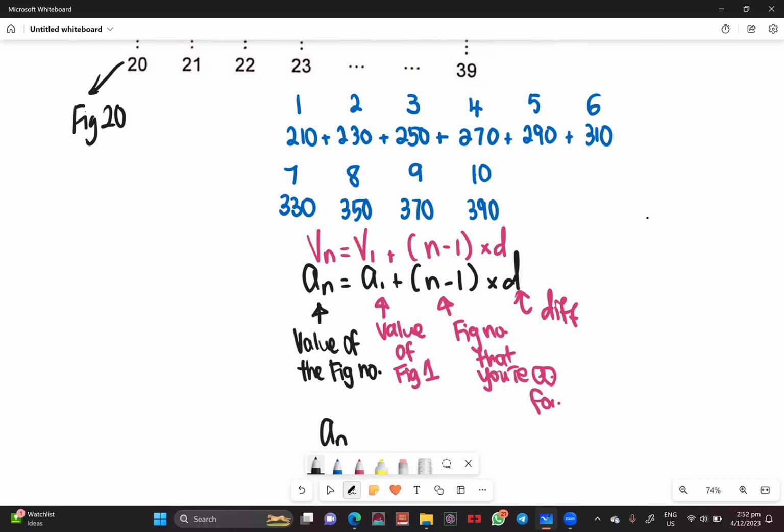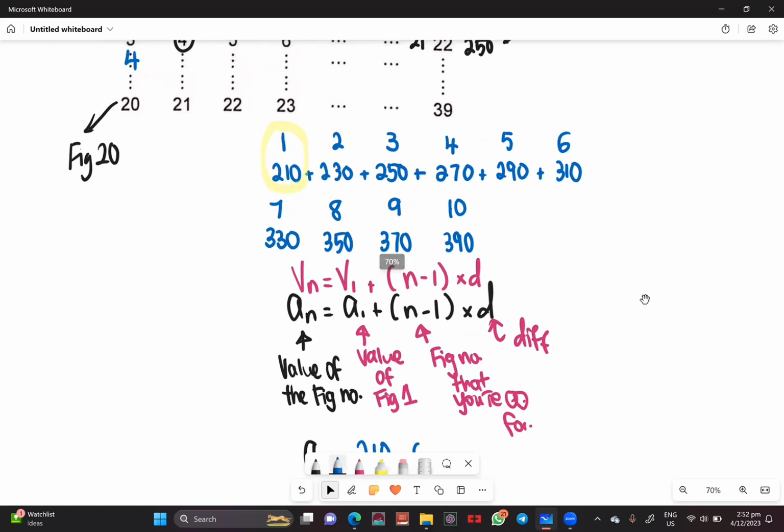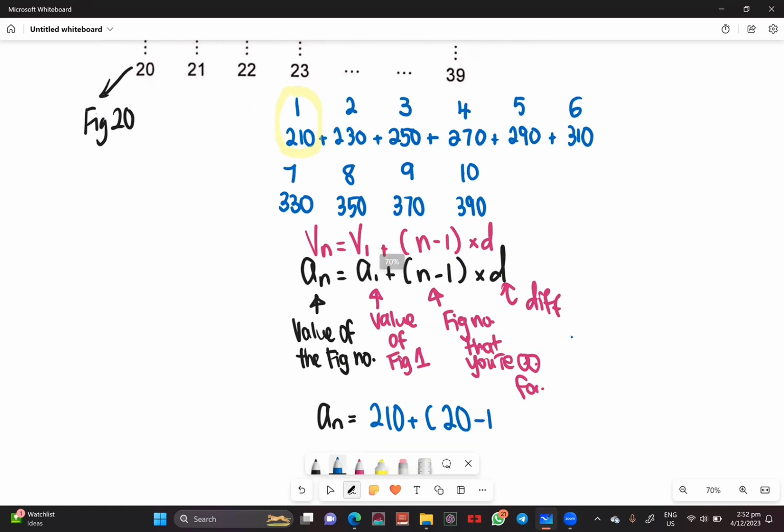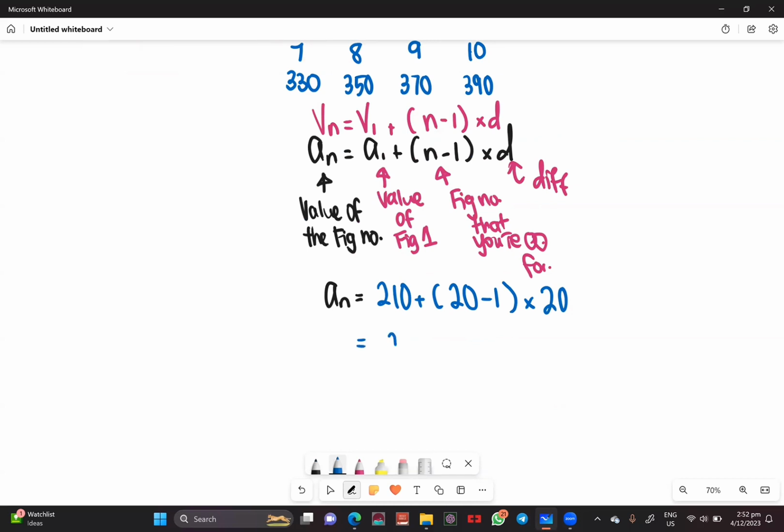So an equals the value of figure number 1. Where is figure number 1? Figure number 1 is the one over here, which is 210, plus bracket, what's n? n is the figure that you're looking for. You're looking for figure number 20, minus 1, times the difference. The difference is the bunny hop, so we times 20. Make sense?